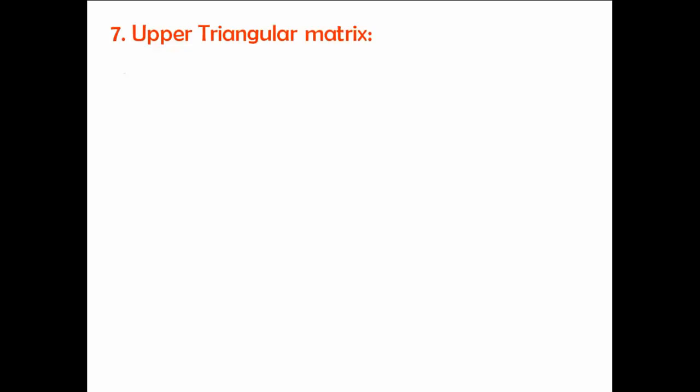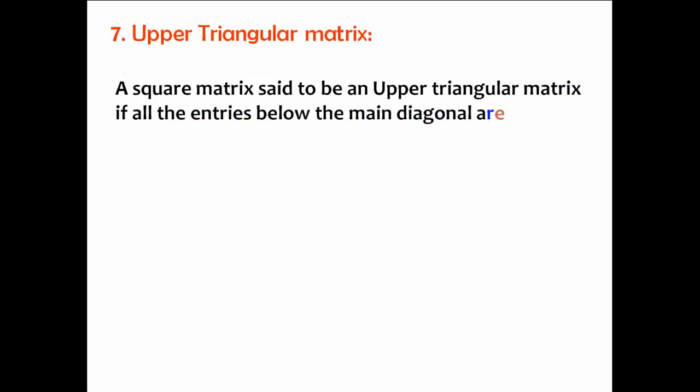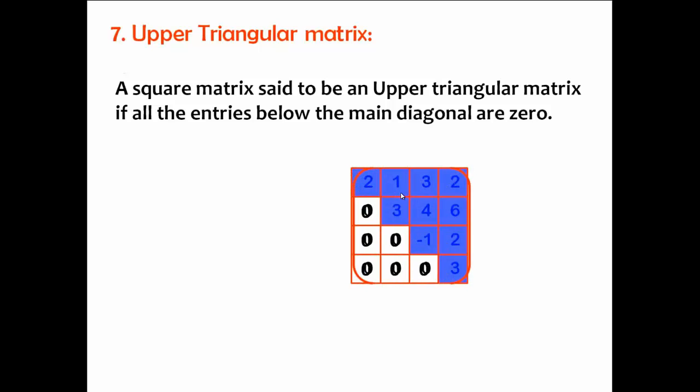7. Upper triangular matrix. A triangular matrix is a special kind of square matrix. A square matrix is said to be an upper triangular matrix if all the entries below the main diagonal are 0. The blue area represents the upper triangle.